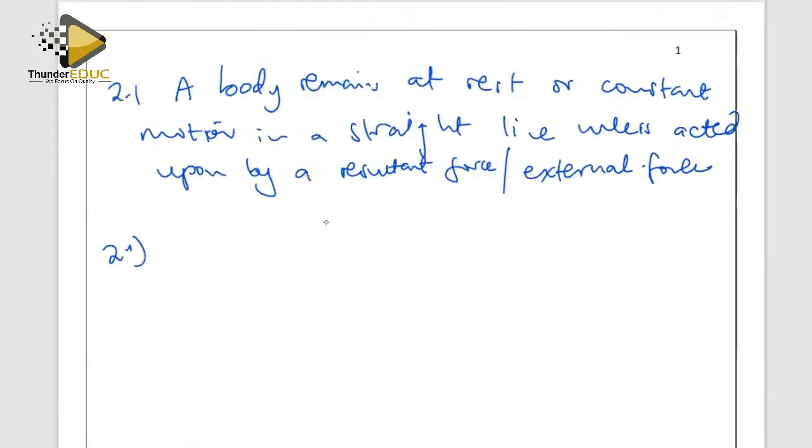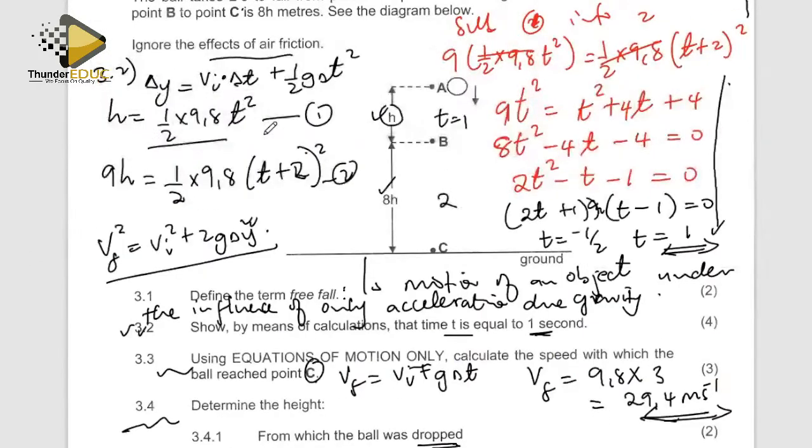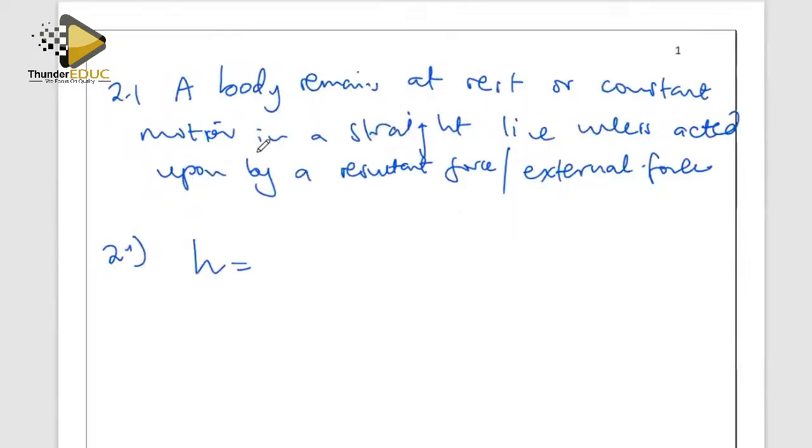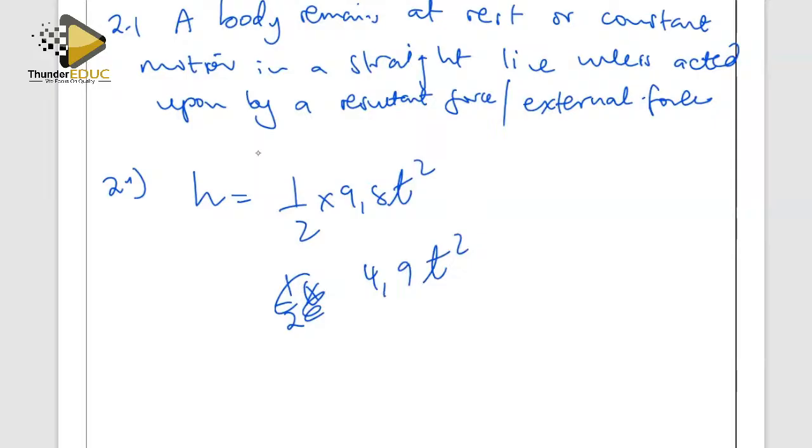So since we know that our H was given from one of the equations as a half times 9.8 t squared, that's 4.9 t squared, where t is 1. Then the distance is going to be 4.9 meters. But this is just the height, h.